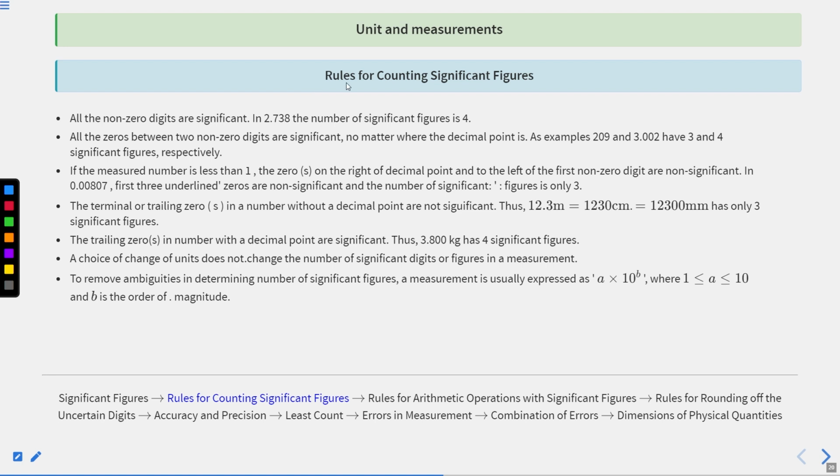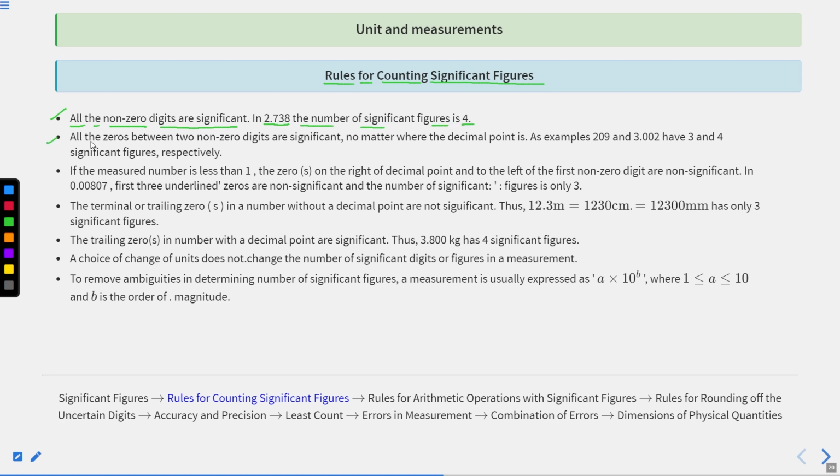Second is rules for counting significant figures. These are the rules for counting significant figures. First is, all the non-zero digits are significant. Like in 2.738, these are non-zero digits. The number of significant figures is 4.